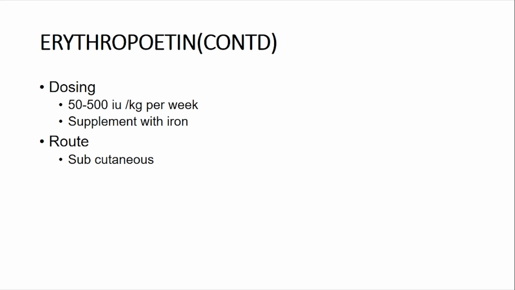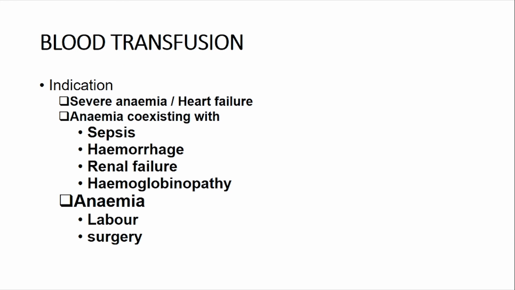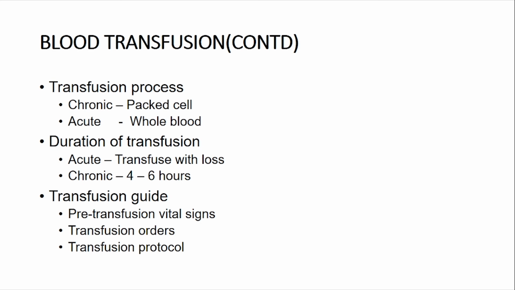Supplementation with iron can also be added, and the route of administration is subcutaneous. For blood transfusion in the management of anemia in pregnancy, the indications are a patient that has severe anemia or heart failure, or when there is anemia coexisting with sepsis, hemorrhage, renal failure, hemoglobinopathies, or anemia in labor or during surgery. For chronic anemia, packed cells need to be transfused.